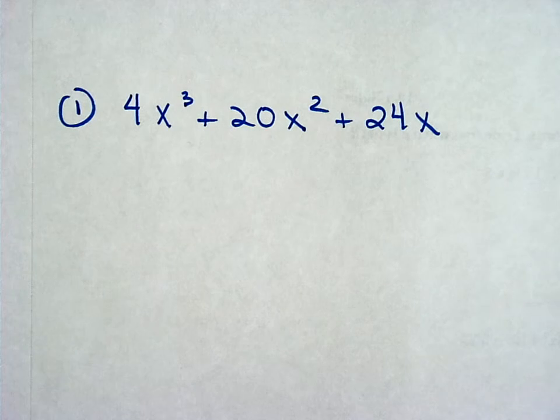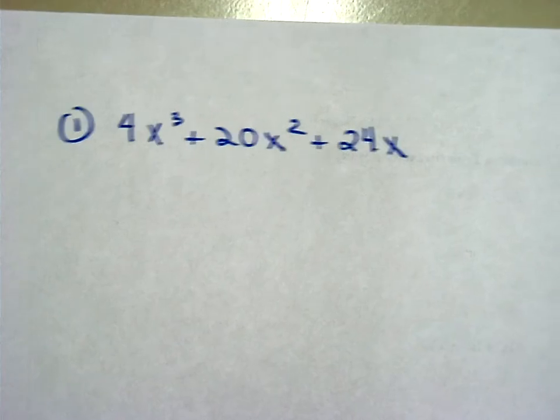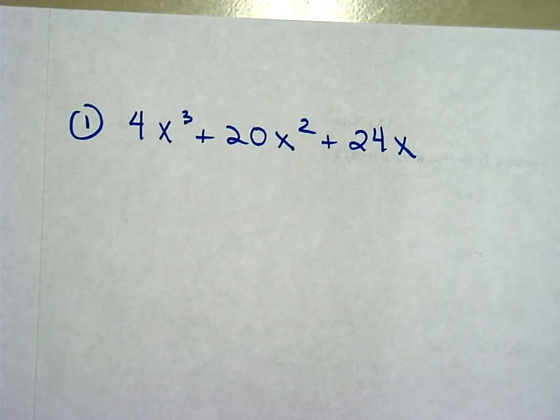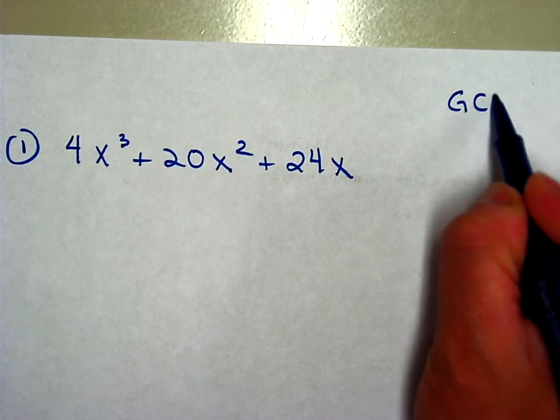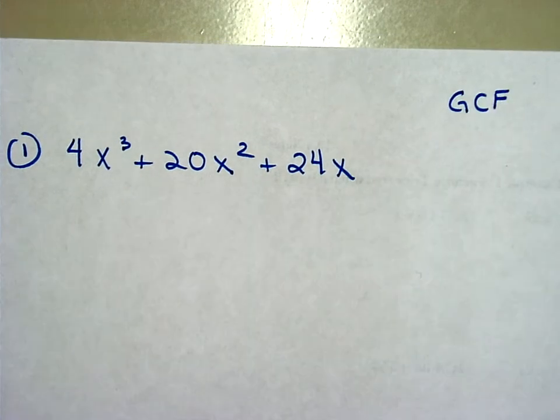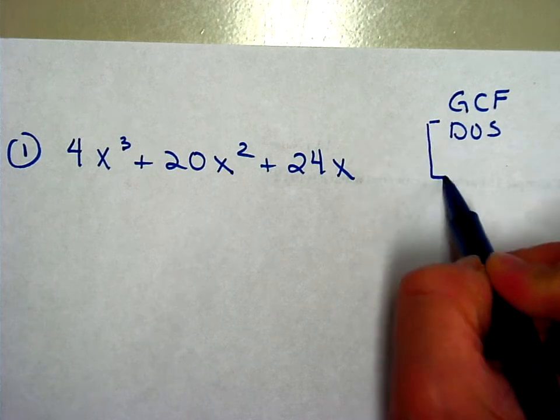Okay, now that we have learned all the different ways to factor, we are going to put all the different ways together, and some problems you may need to use more than one method. The order that you should always go, though, is you should always look for your greatest common factor first, then check for your difference, and then it may be one of the other three methods.